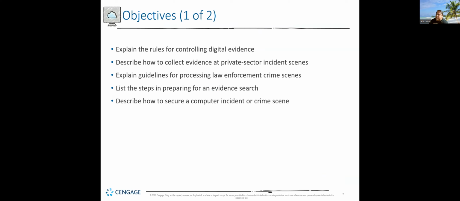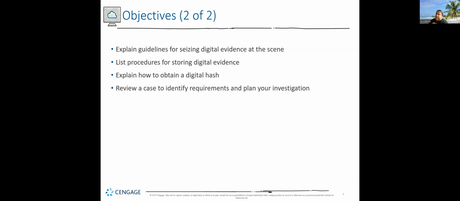Moving on, there are more objectives. Explain guidelines for seizing digital evidence at the scene. List procedures for sorting digital evidence. Explain how to obtain a digital hash. Review a case to identify requirements and plan your investigation.